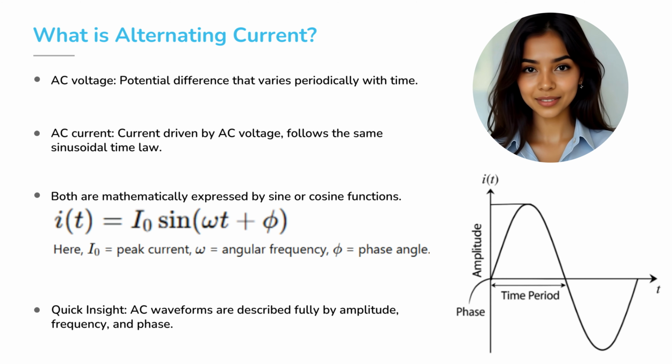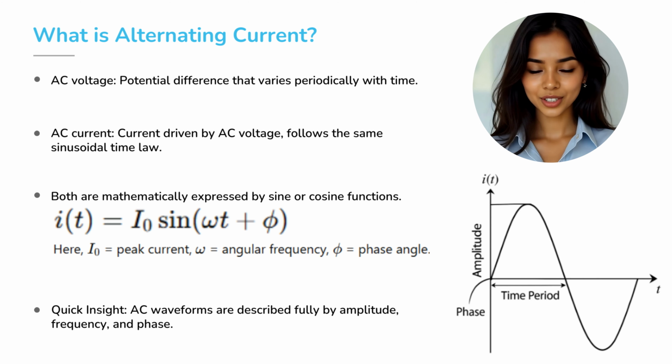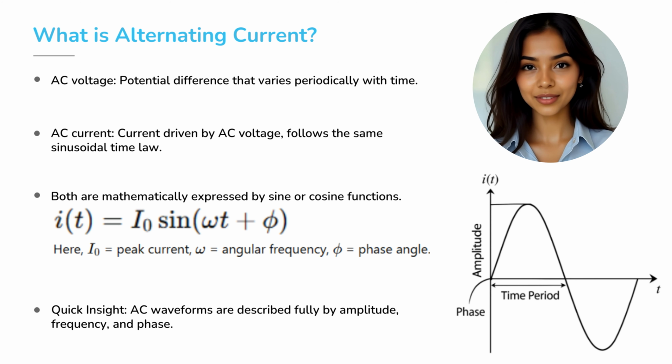To describe this mathematically, both AC voltage and current can be expressed using sine or cosine functions. The equation looks like this: I(t) = I₀ sin(ωt + φ). Here, I₀ is the peak current, ω is the angular frequency which tells us how fast the waveform oscillates, and φ is the phase angle, which shows how much the wave is shifted in time.